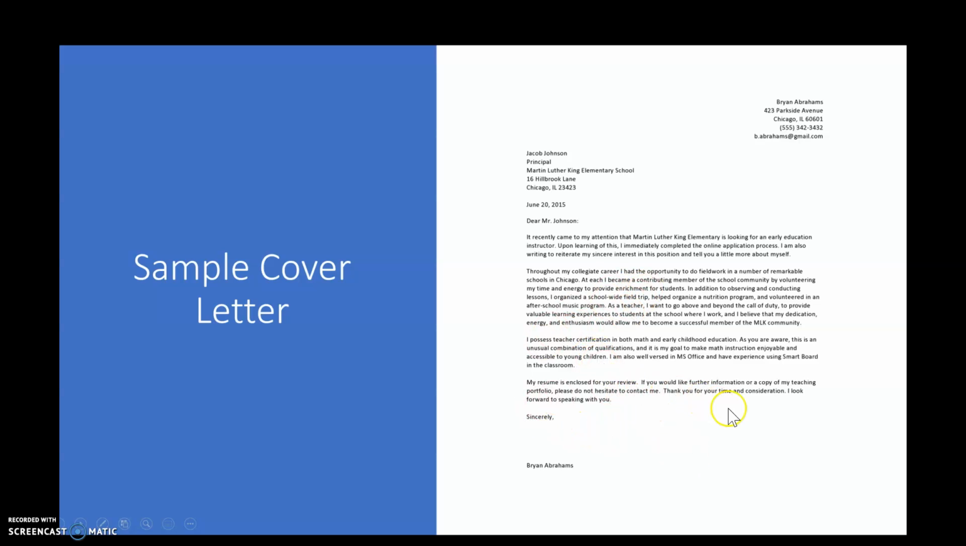My resume is enclosed for your review. If you would like further information or a copy of my teaching portfolio, please do not hesitate to contact me. Thank you for your time and consideration. I look forward to speaking with you. Sincerely, that's his closing. So this is his conclusion, his closing, and then his name, and he'd sign it right here.